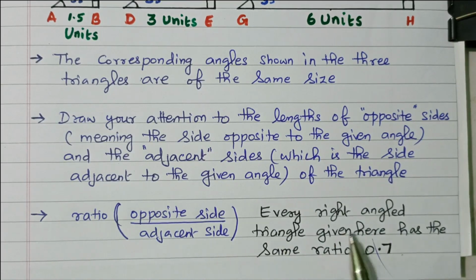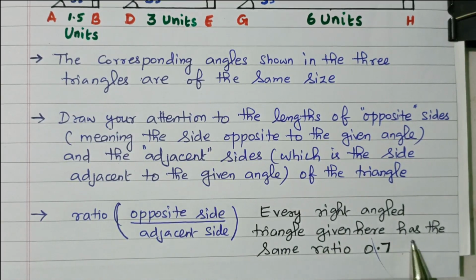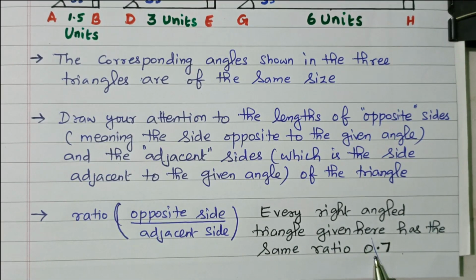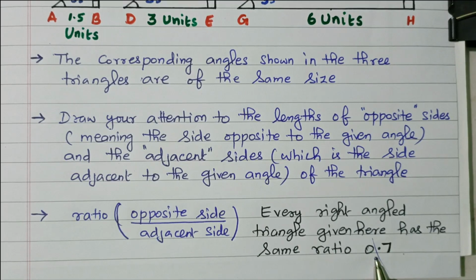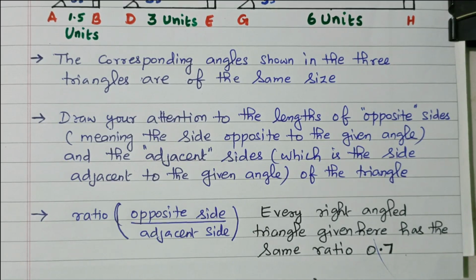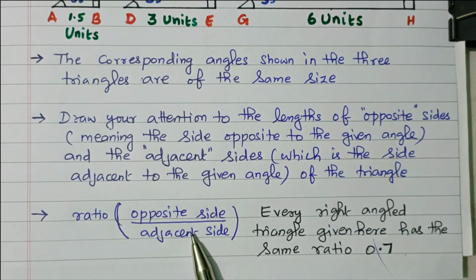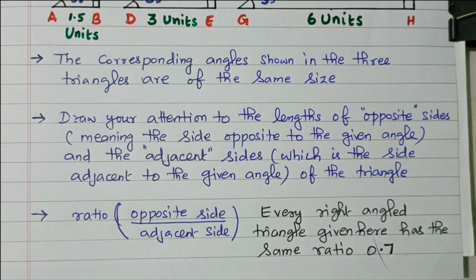Every right angle triangle given here has the same ratio of 0.7. So in all the cases we got 0.7. We observe two things: one is that the angle is equal, 35 degrees, and while finding this ratio we got 0.7. So by using this property we can go to the next stage.